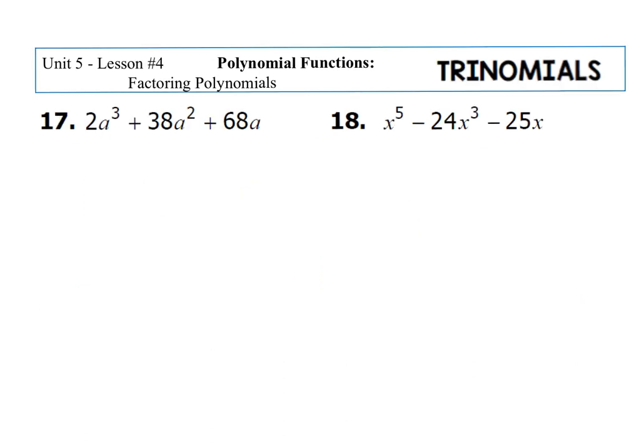Okay, on 17 we have 2a cubed plus 38a squared plus 68a. It is a trinomial, so we want to do a factor tree, but we've got the 2 in front of our a value. It's our leading coefficient, so we need to get rid of it. And then I notice they each have an a. So we're going to take a GCF of 2a out of each term, and that leaves us with 2a on the outside, and then a squared plus 38 divided by 2 is 19, and then 1a now, and 68a divided by 2a is 34.